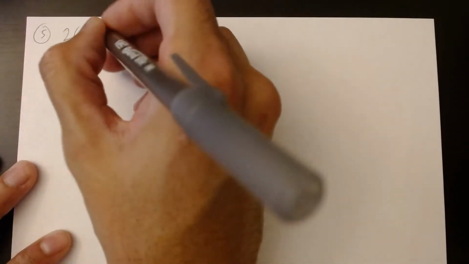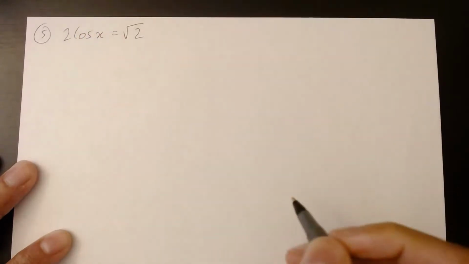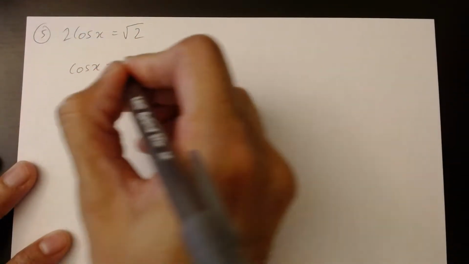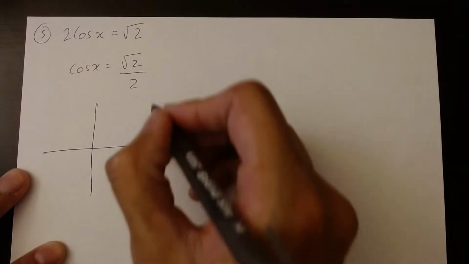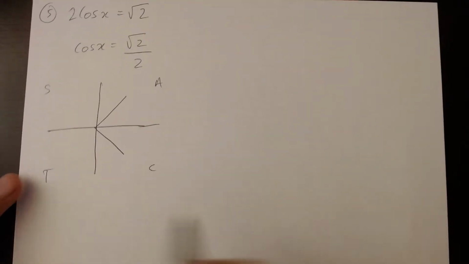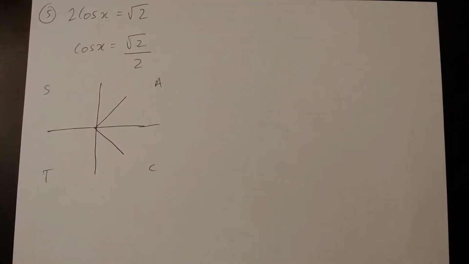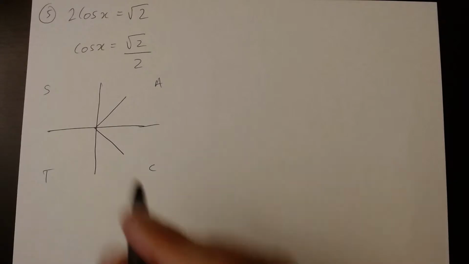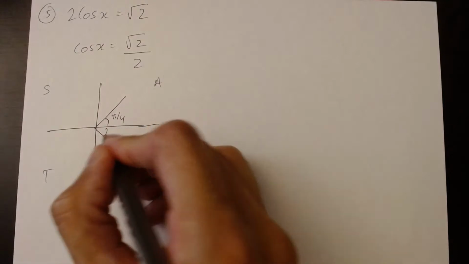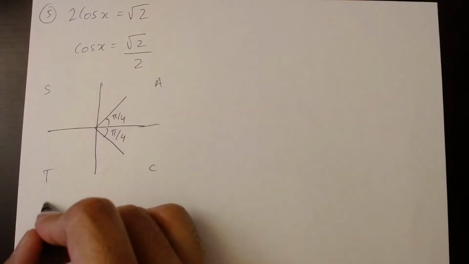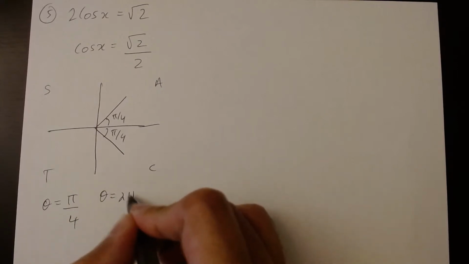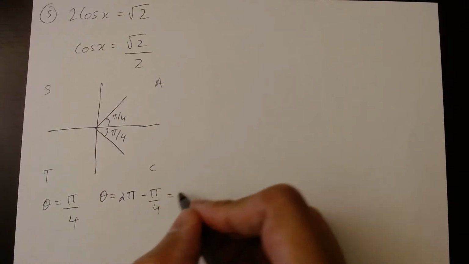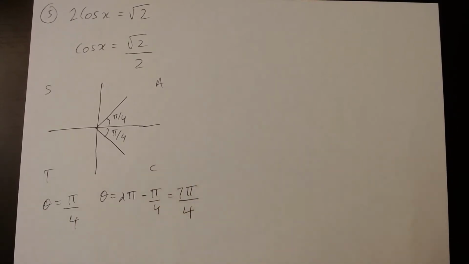2 cos x equals root 2. Again, an easy one here. So cos x is just root 2 over 2. I'll do my CAST rule. I know that cos is positive in these two quadrants. I'll do the cos inverse of root 2 over 2. I get pi over 4. So I know that pi over 4 is my acute angle, but it's also my first solution, which is in quadrant number 1. My second solution is 2 pi minus pi over 4, which is just 7 pi over 4.